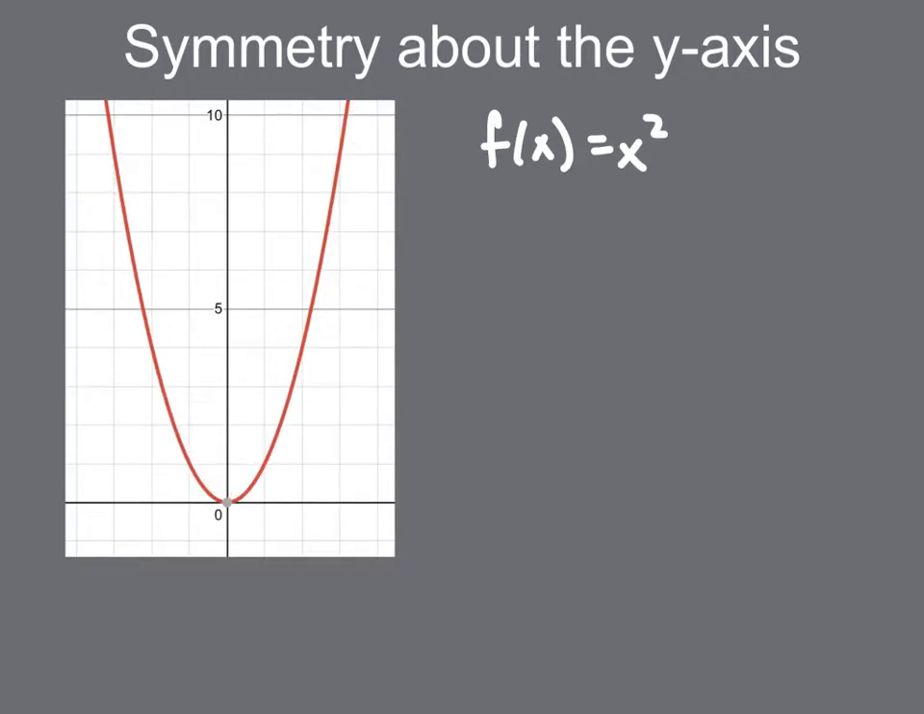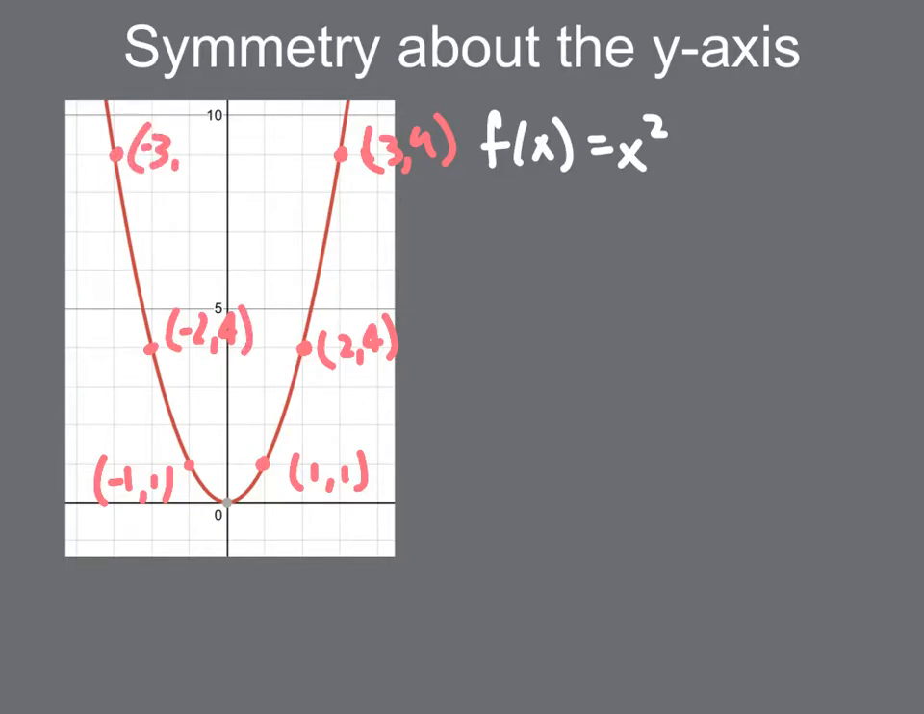And we've got some important points on that graph. I know I have the point 1, 1. I've got the point 2, 4. And we've got the point 3, 9. Same thing over here, and all these points are reflected across the y-axis. So this is the point -1, 1. This is the point -2, 4. And this is the point -3, 9.